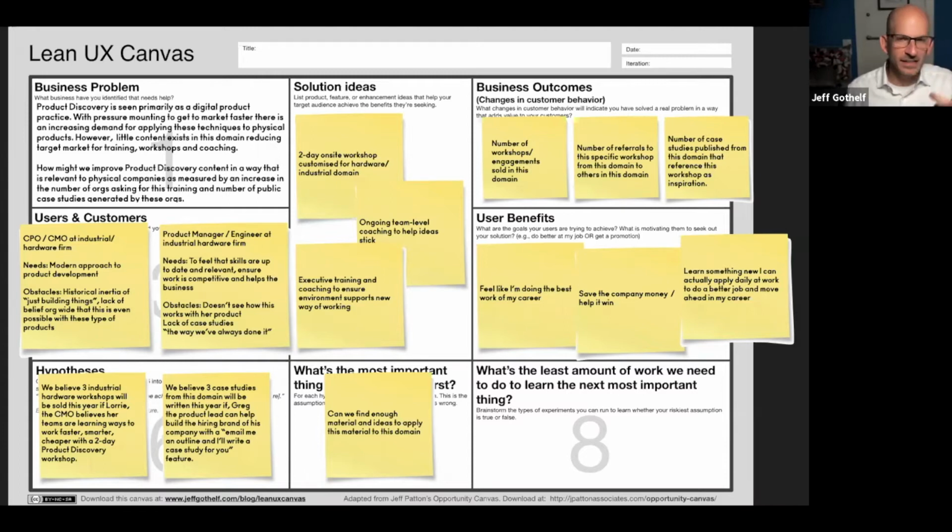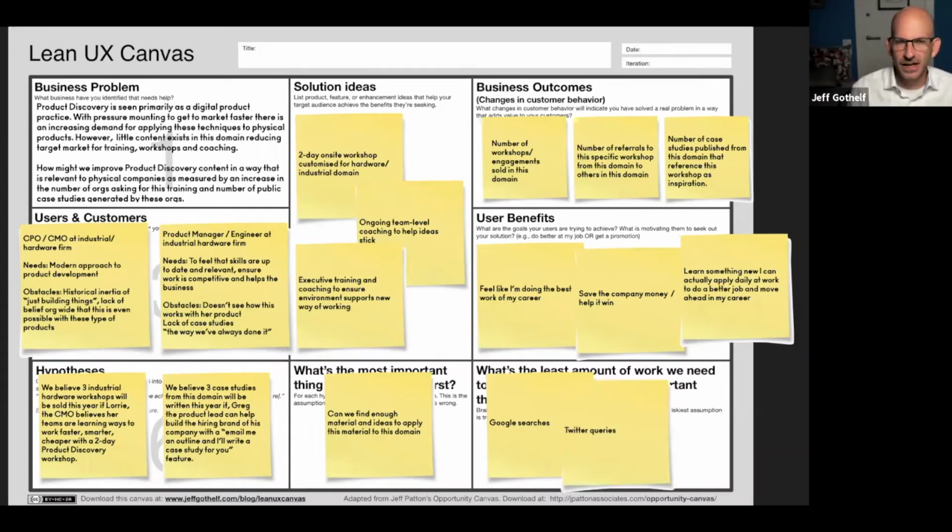So some ways that I can test my risk here: I can do Google searches, Lean UX in industrial manufacturing, product discovery in industrial manufacturing, prototyping in industrial manufacturing, right? It's one way to do it. Super easy, right? Sounds trivial. It's not, right? Twitter queries. I have 45,000 Twitter followers.